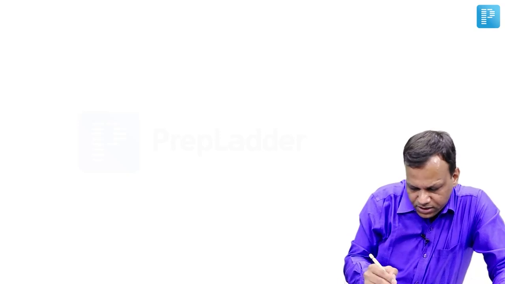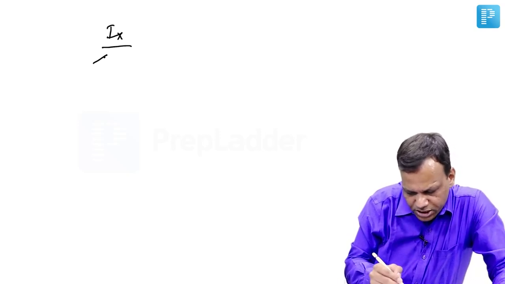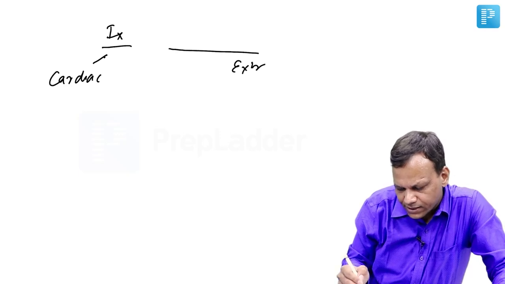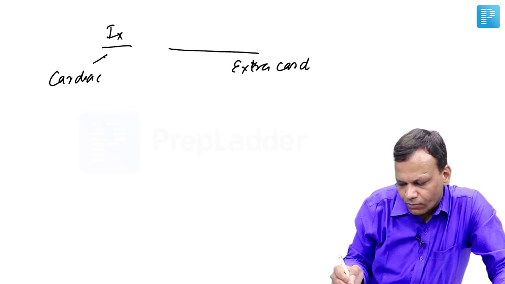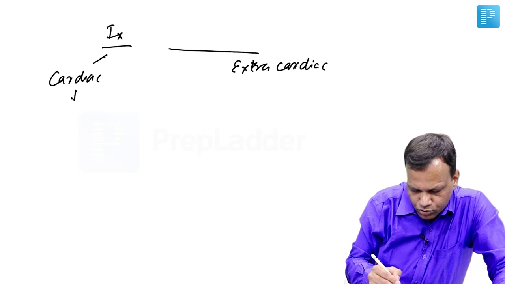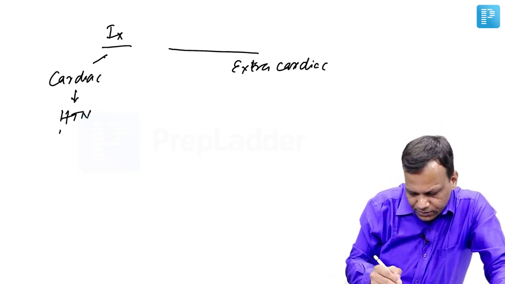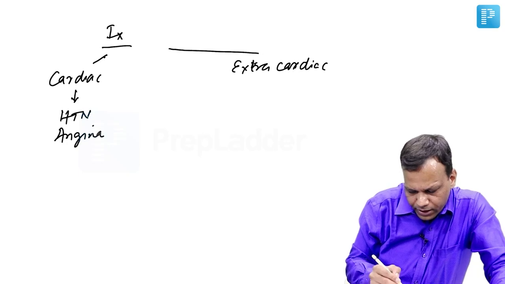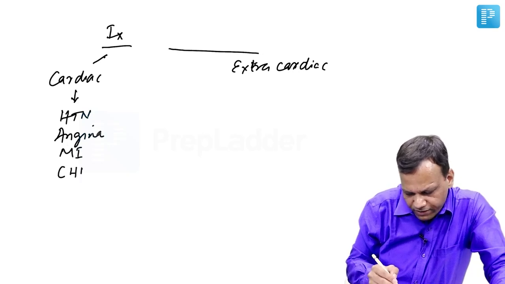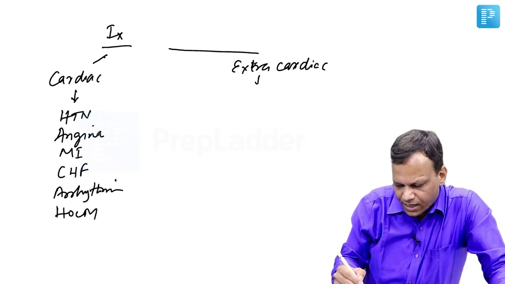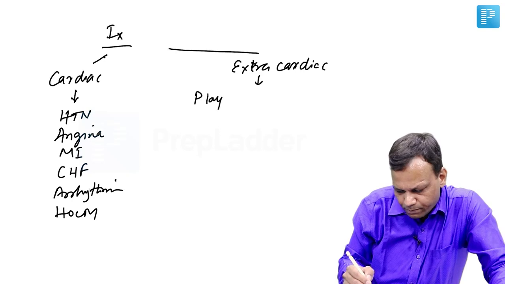Now quickly we can discuss the indications of beta blockers. Indications may be cardiac, or non-cardiac, or we can say extra cardiac. Cardiac uses of beta blockers, you can name any disease in the heart, they will be useful, like they are used in hypertension, angina, myocardial infarction, congestive heart failure, arrhythmias. Everywhere in the heart they are useful. Hypertrophic obstructive cardiomyopathy.